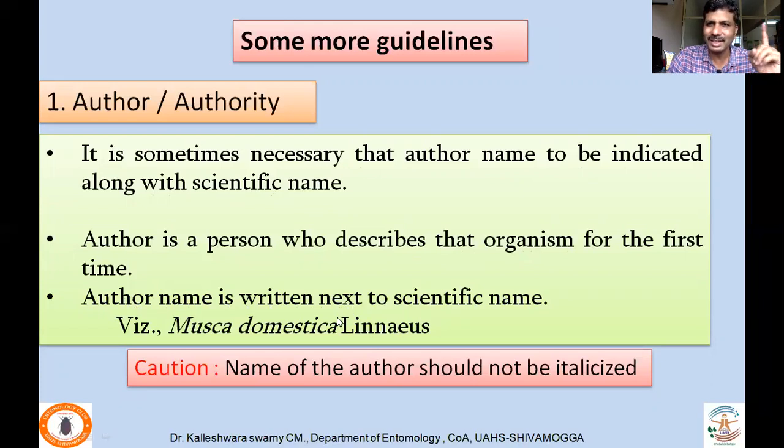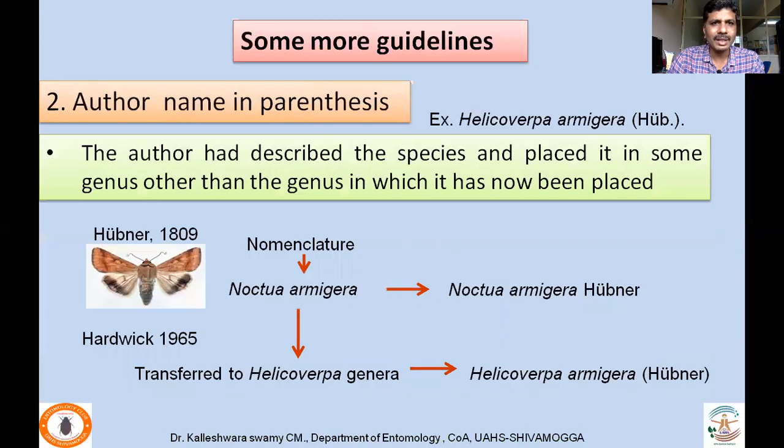One caution is that the name of the author should not be italicized or underlined. Only Musca domestica should be italicized or underlined, but that should not continue for the author name. The second guideline is the author name in parenthesis.